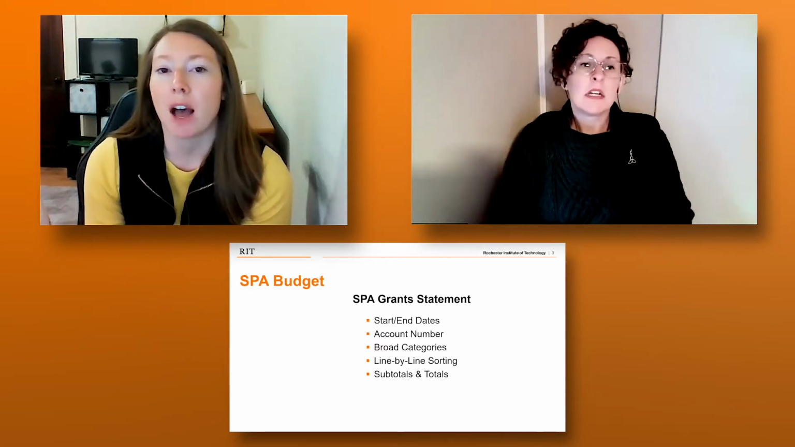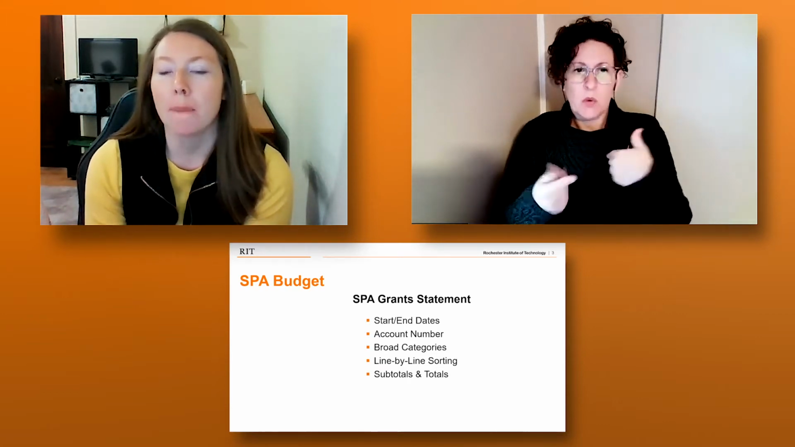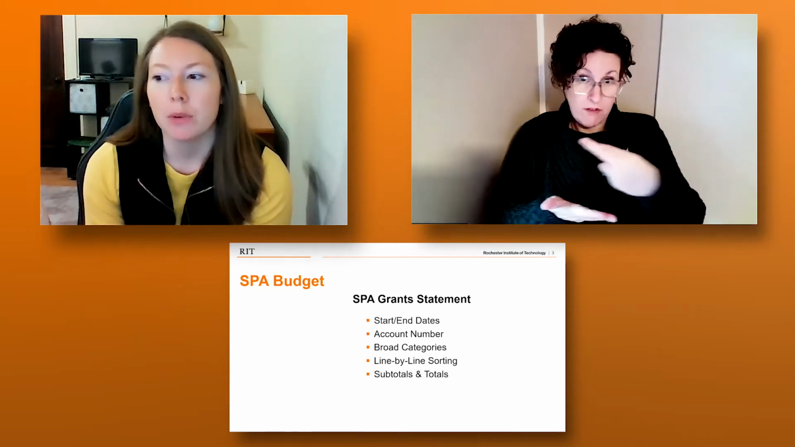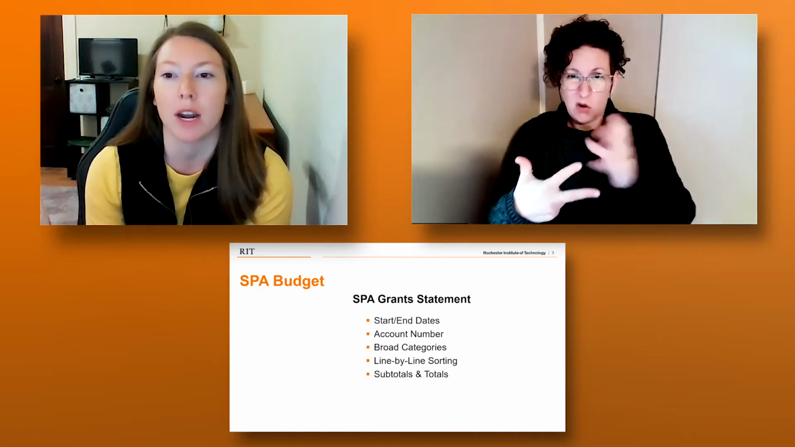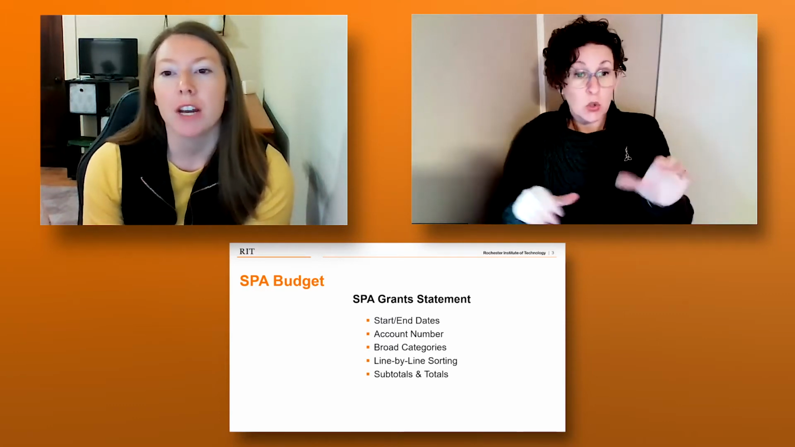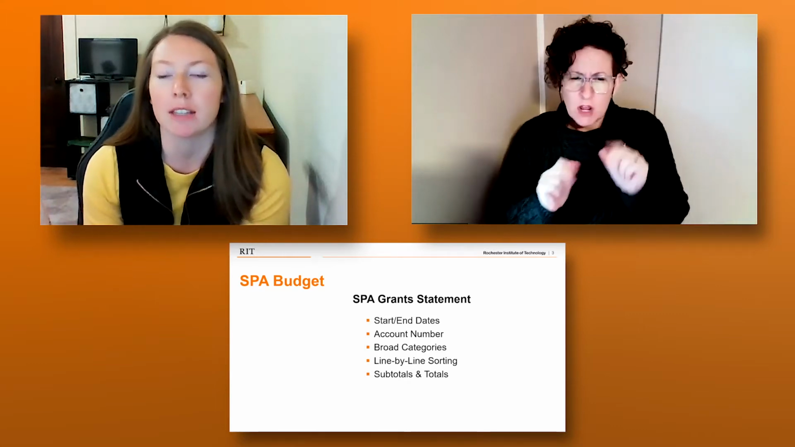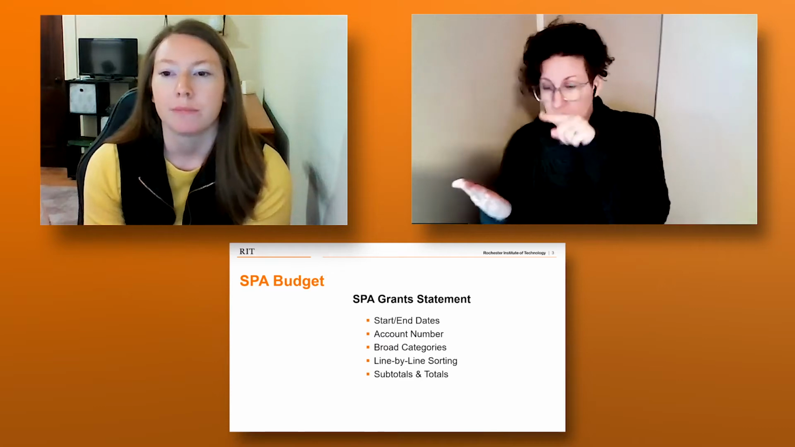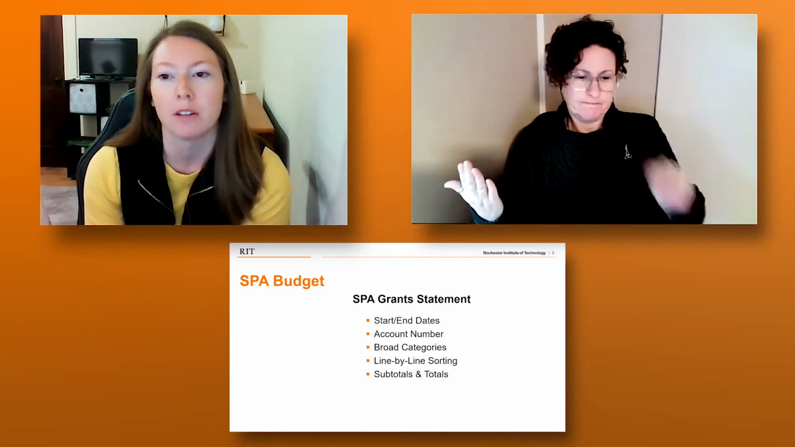And on the SPA grant statement from Oracle, we have broad budget categories. There's the revenue, direct costs, and then indirect costs are the broad categories. And what I try to do when I'm setting up the project initially and uploading the budget is take the key components from the proposed budget and see where they will fit best in the Oracle budget.